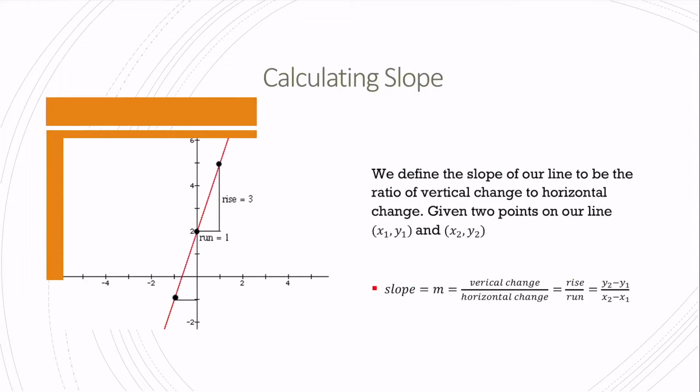When we have a straight line, a linear equation, we can calculate the slope. The slope is our change in y over our change in x. Some people say that's rise over run, the vertical change over the horizontal change. So in order to calculate the slope, I take my difference in y divided by my difference in x.